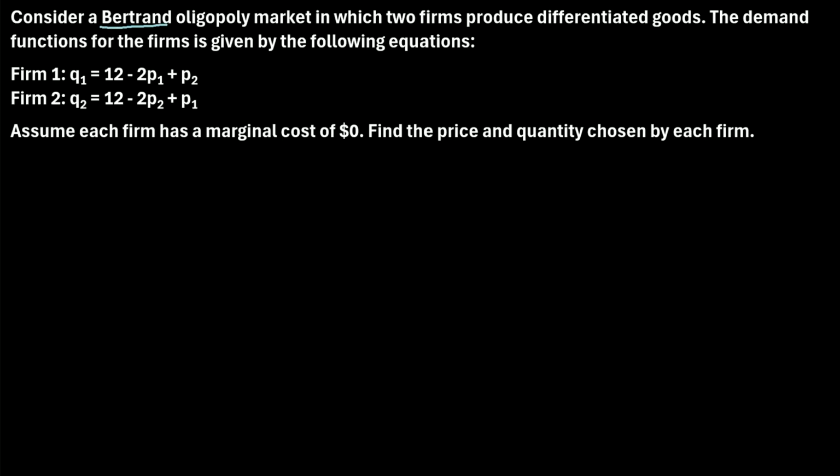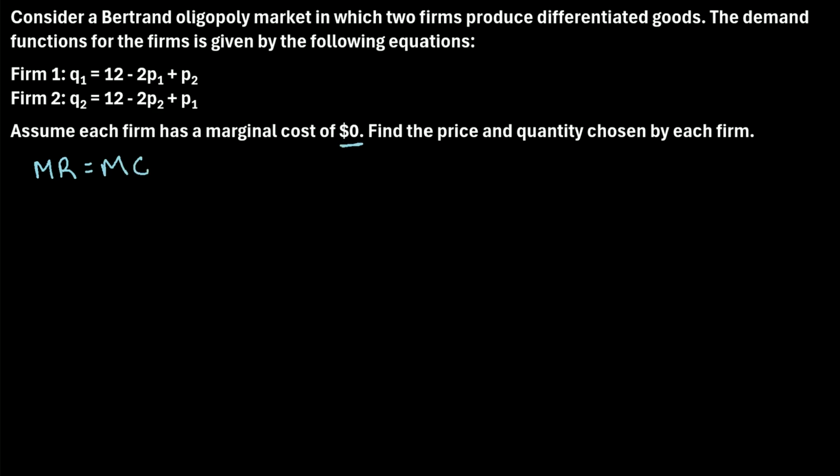Now, in a Bertrand oligopoly, two firms are choosing their prices simultaneously. This is different than something like a Cournot oligopoly, in which the two firms choose their quantities simultaneously. In this case, we're told that the firms produce differentiated goods. So to figure out the price and quantity chosen by each firm, we'll first start with firm 1, and we'll recognize that firm 1 maximizes their profits when their marginal revenue is equal to their marginal cost.